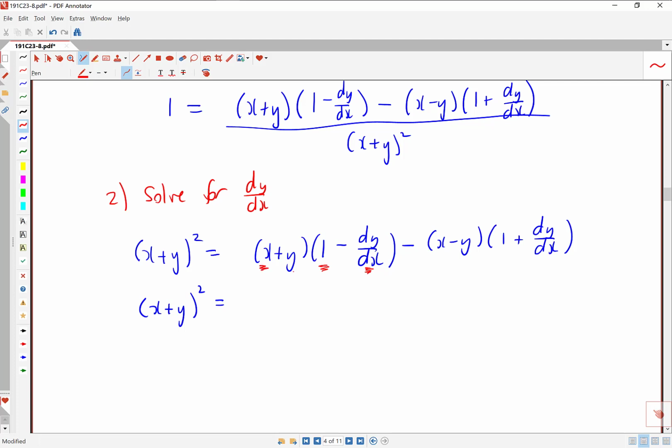So what we're going to do is we're just going to FOIL this whole thing out. Okay, so FOILing out, we'd have x minus x times dy by dx, plus the inside would be y, and the last would be minus y dy by dx. Okay, and then really same deal for the last term on the right side. We are going to need to FOIL this out.